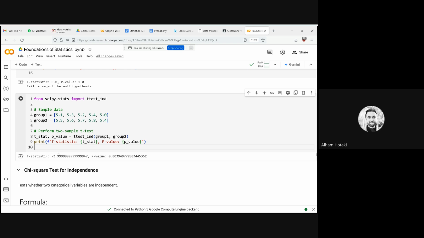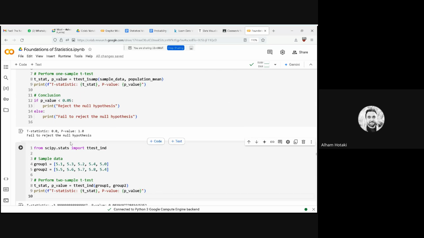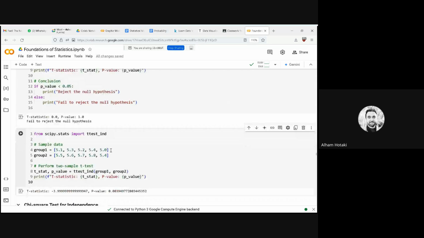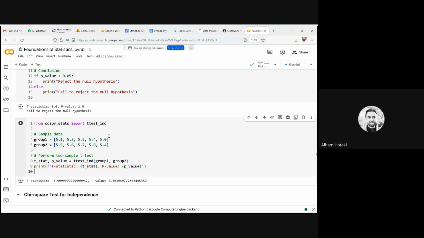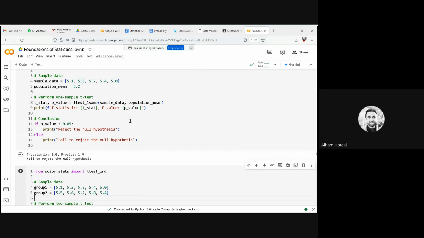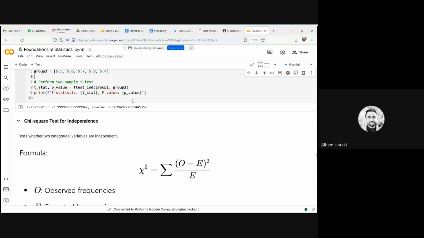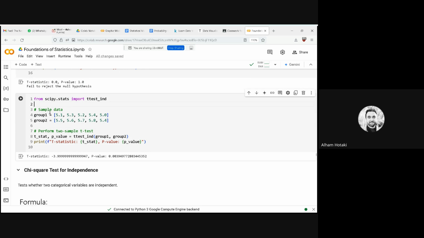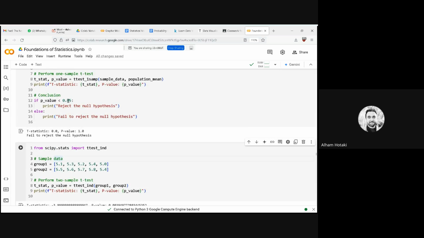The t statistic for this test is minus 3.4, and the p value is 0.003. So the p value is less than 0.05. Then we can reject the null hypothesis. This is how from two samples we get to reject the null hypothesis, and this is how you can calculate the hypothesis testing based on the two sample tests.